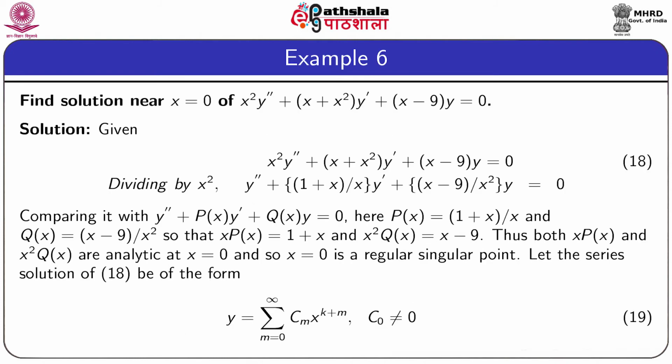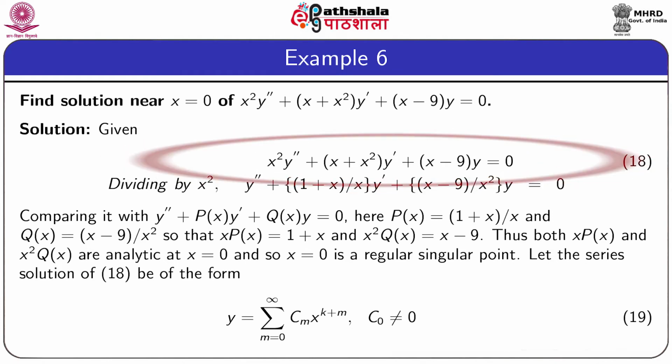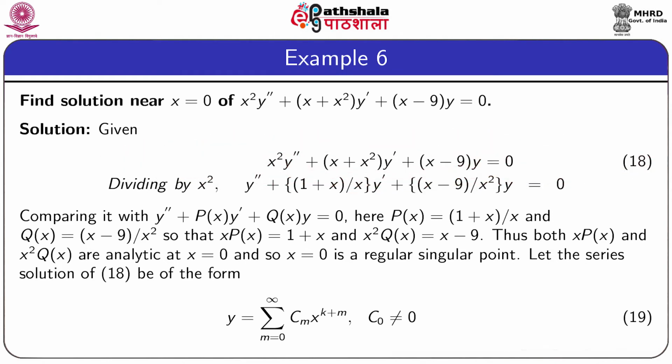In our next problem, we have to find the solution of the differential equation x square y double dash plus x square into y dash plus (x minus 9) into y equal to 0 near the point x equal to 0. We rewrite the equation in the form y double dash plus (1 plus x) divided by x into y dash plus (x minus 9) divided by x square into y equal to 0.